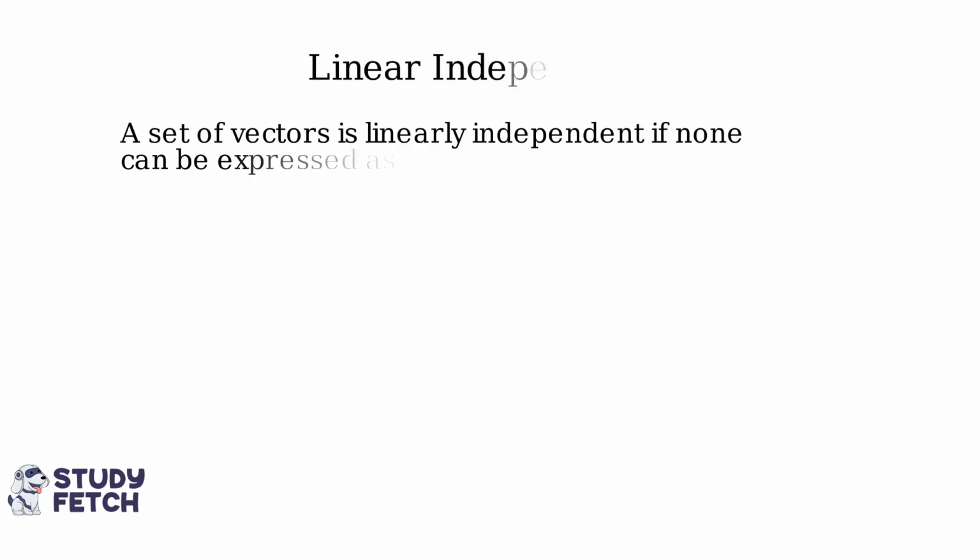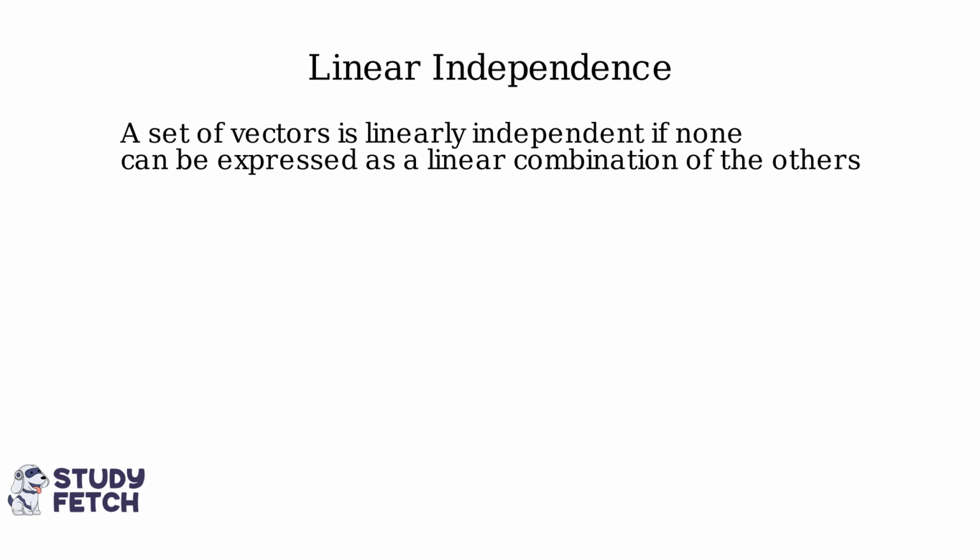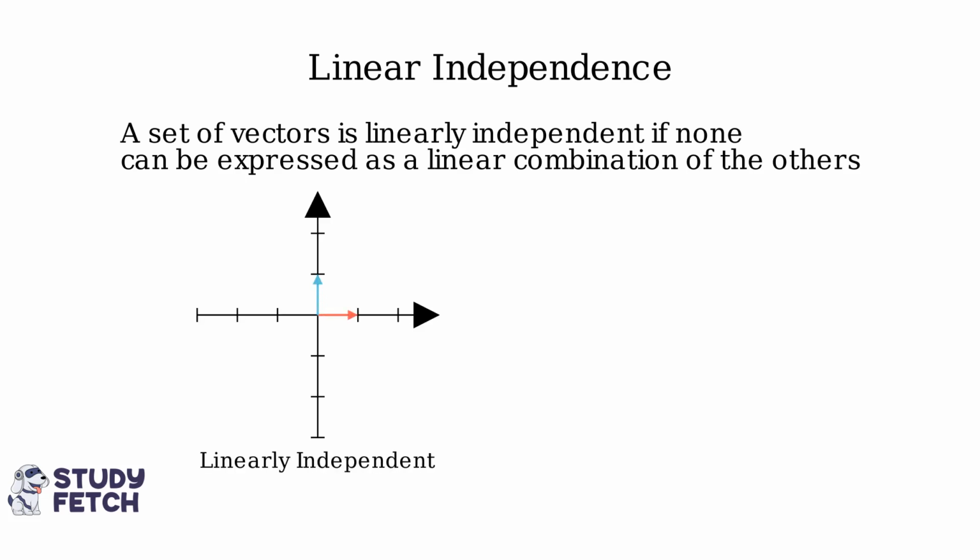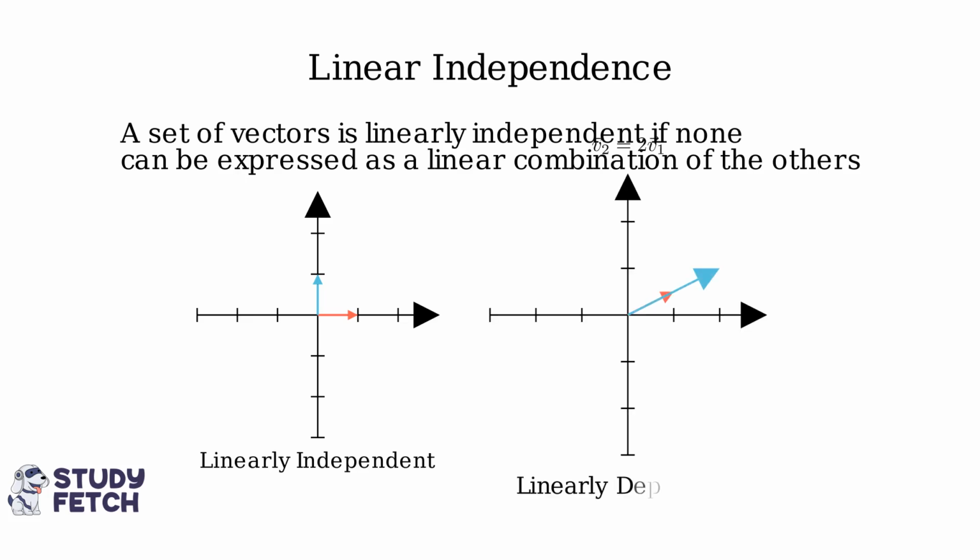Linear independence is a crucial concept that describes a set of vectors where none can be expressed as a linear combination of the others. In this example, these two vectors are linearly independent because they point in different directions, and neither can be expressed in terms of the other. In contrast, these vectors are linearly dependent because one vector is simply a scaled version of the other. We can express the blue vector as twice the red vector.